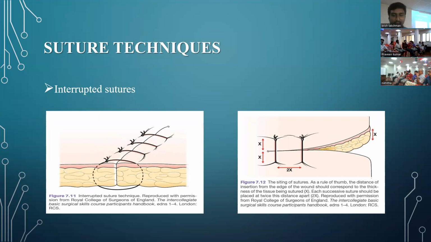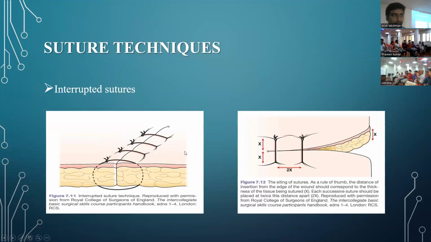Suture techniques consist of interrupted sutures. Generally, the rule of thumb is the depth of the incision: if it is X, the bite should be taken X distance from the edge of the incision, and the distance between the two sutures should be of length 2X.